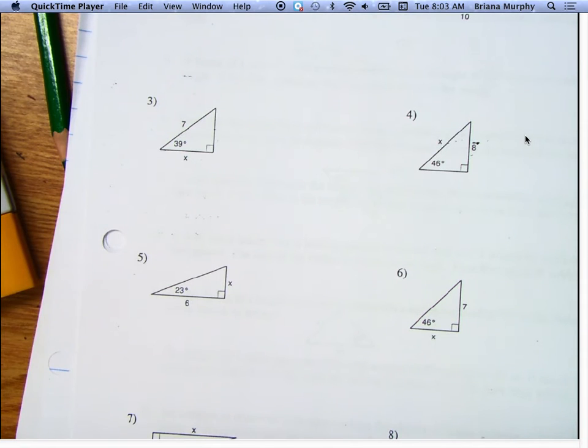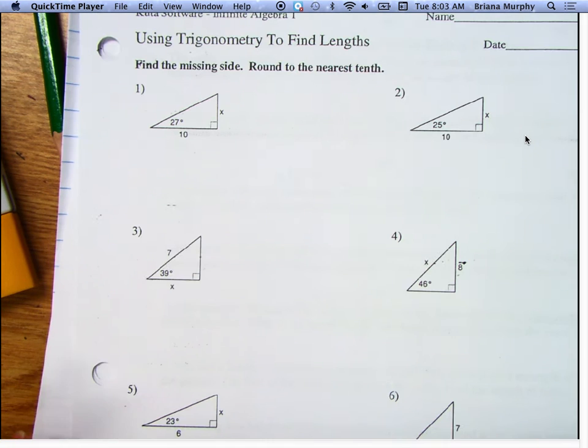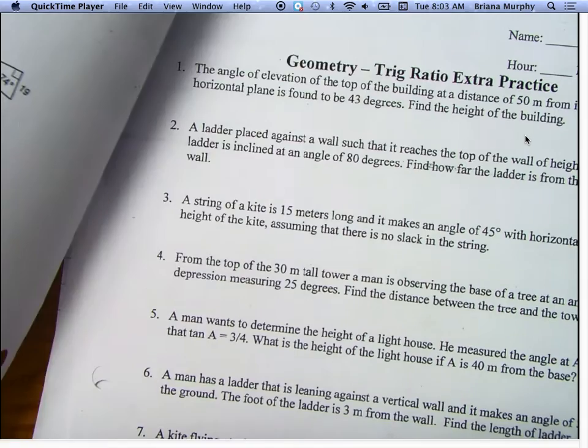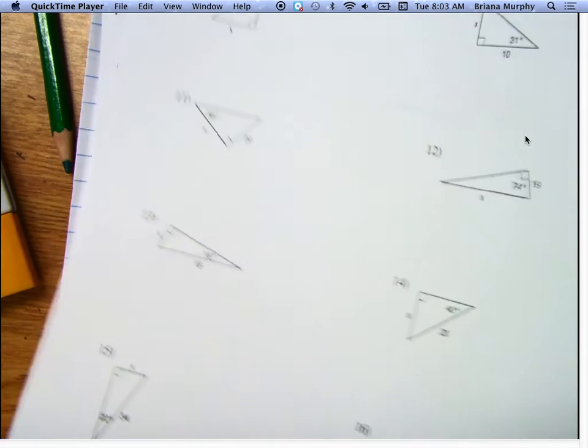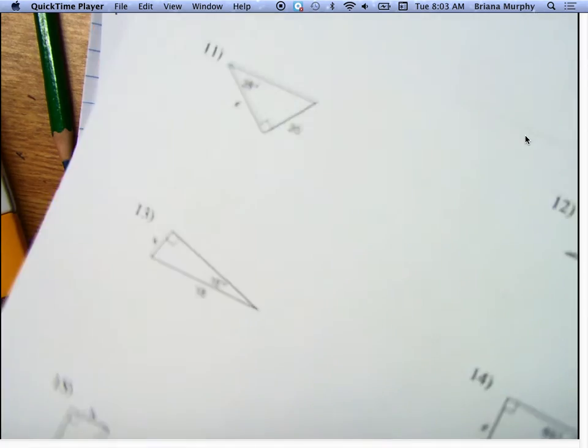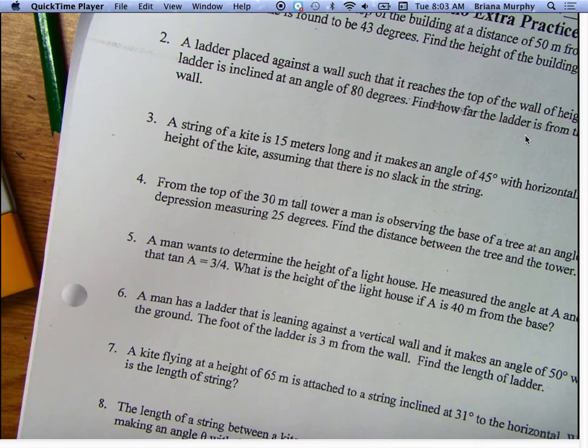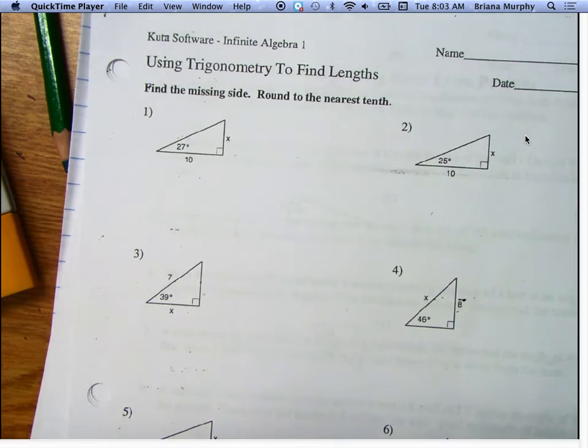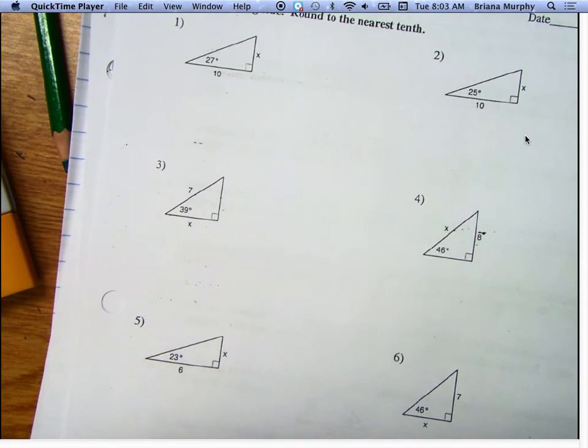This is going to serve as your review for your quiz, which is tomorrow. So this front is just about finding lengths of a side. I'm just going to do a couple here. And the back is the same thing. Just lots, 18 different problems. It's just more and more review. And then this page right here is just word problems like we've been doing. So I'm going to do a couple of them.